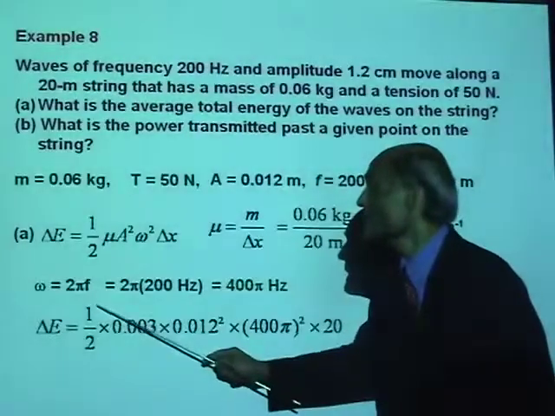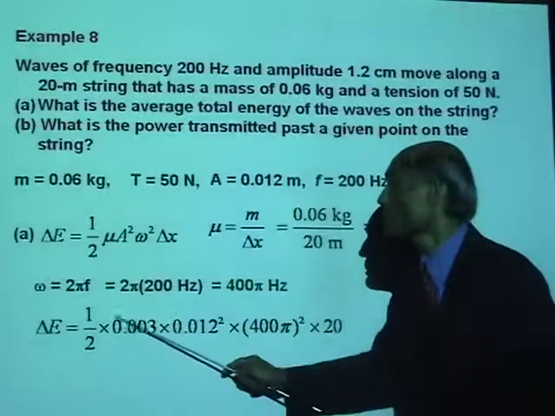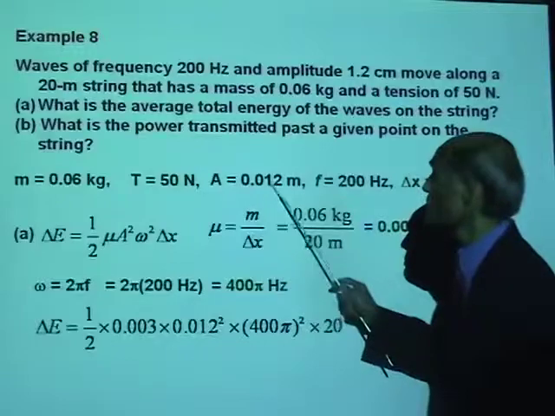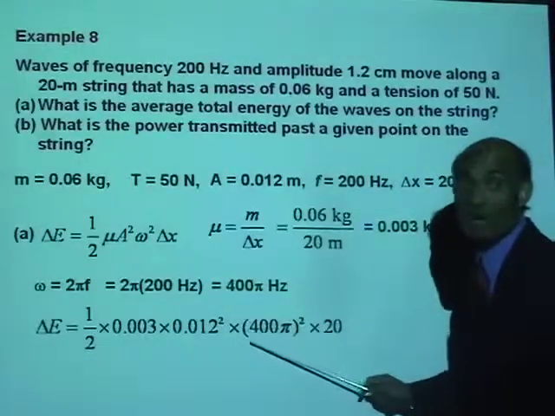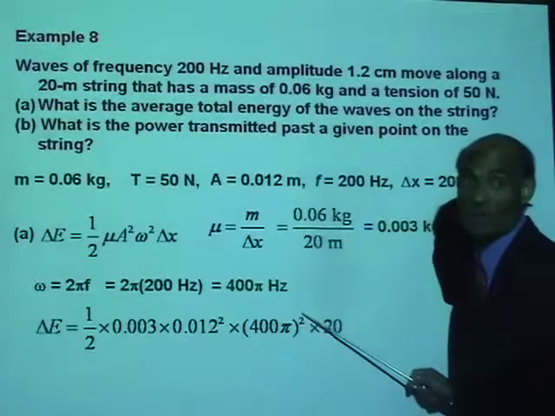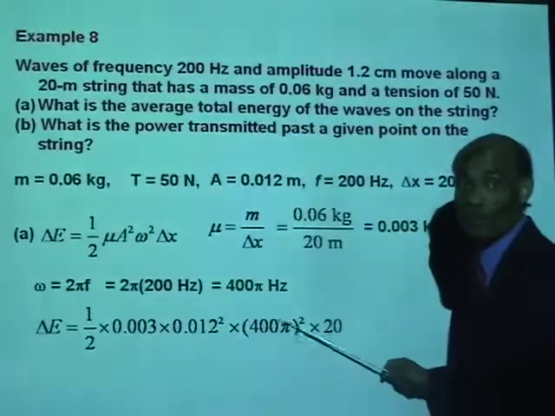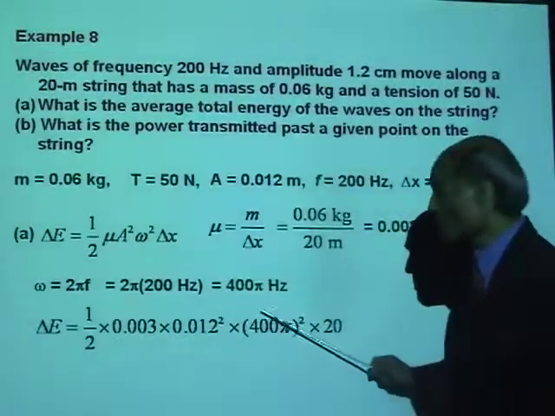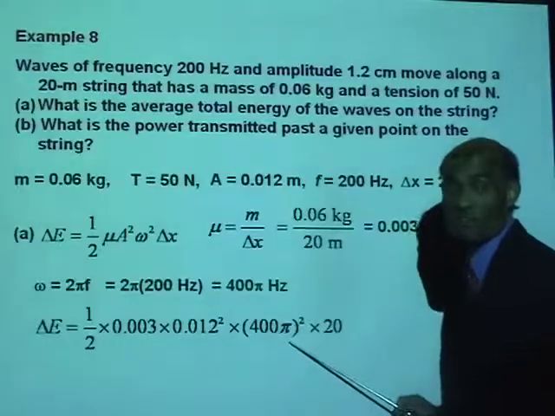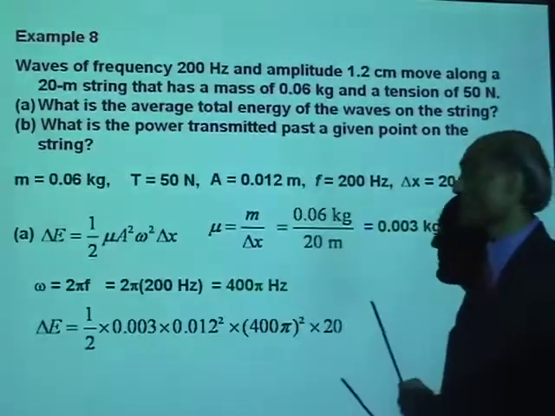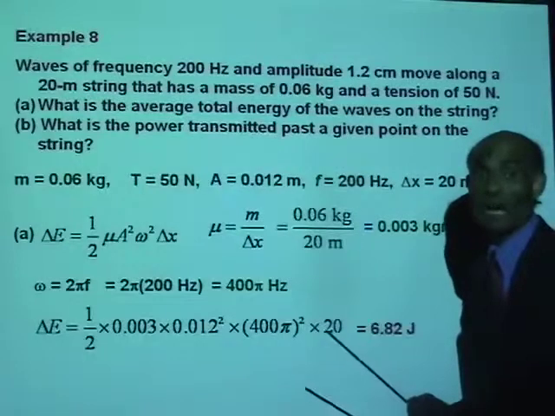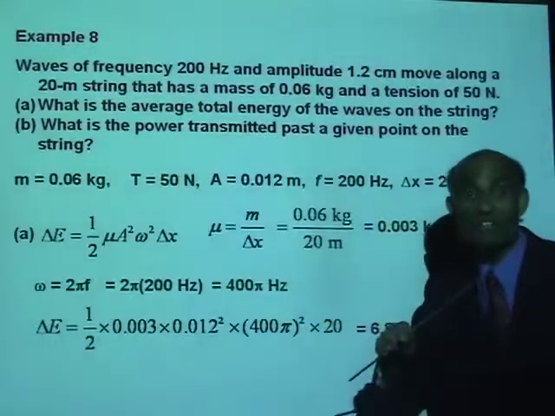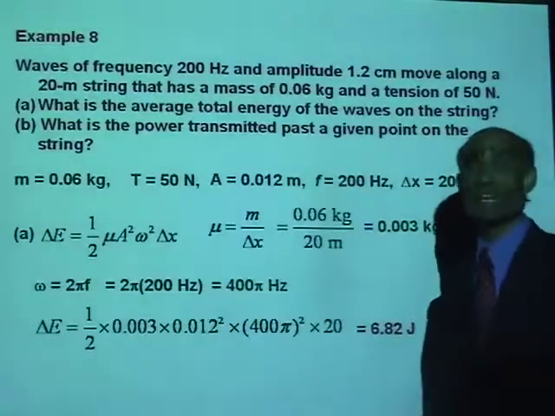Therefore, delta E is 1/2 mu, we pick that value, times a squared, amplitude squared, times omega squared. Omega is 400 pi, and square it. Look at the way I have squared it. The quantity 400 pi. So when you put that in the calculator, take care. Put that 400 pi inside the parenthesis and square it. Multiply by 20. And I got it as 6.82 joules as the average energy transmitted along the length of the string.